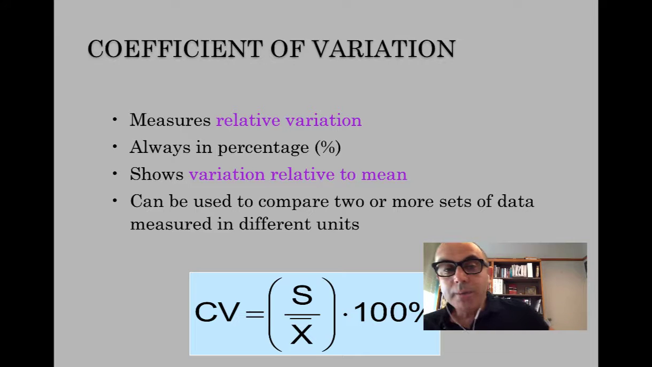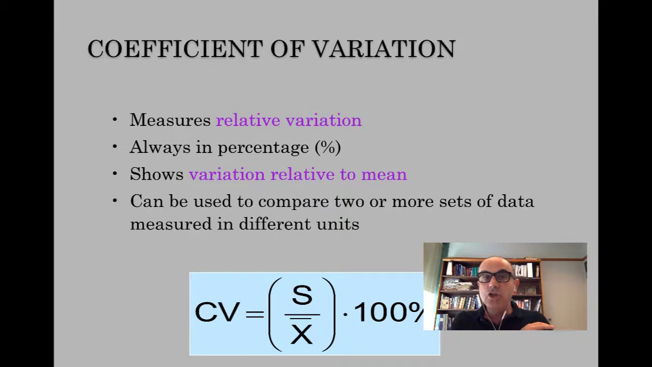If we're going to talk a little bit more about the coefficient of variation, we need to talk about the measurement of relative variation, always in percentage. It shows the variation relative to the mean, and it can be used to compare two or more sets measured in different units.